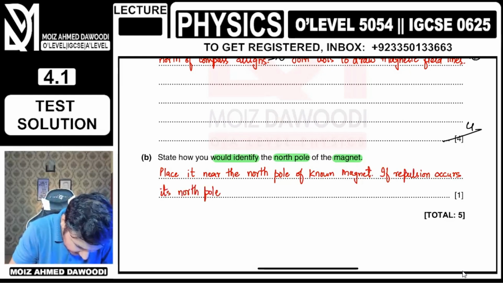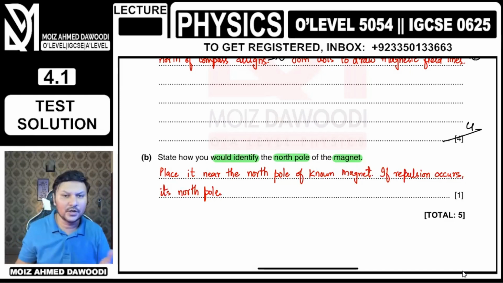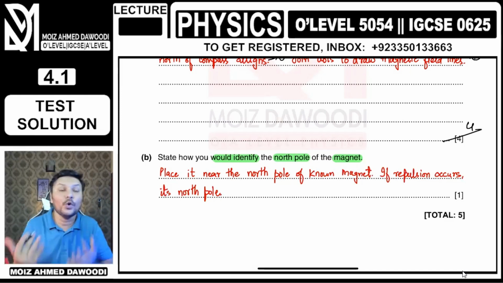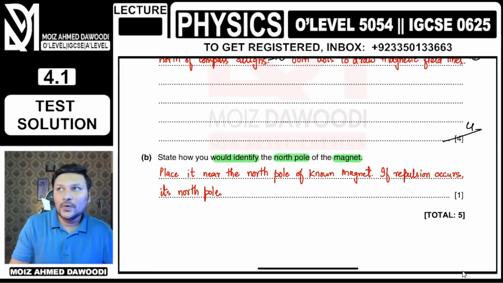Simple as that. Don't go with the concept of placing it near the south of the magnet. If attraction occurs, it's not a pole. Whenever you want to identify, go with the repulsion concept. Okay, beta? The other way you can write the answer is by using a magnetic compass.